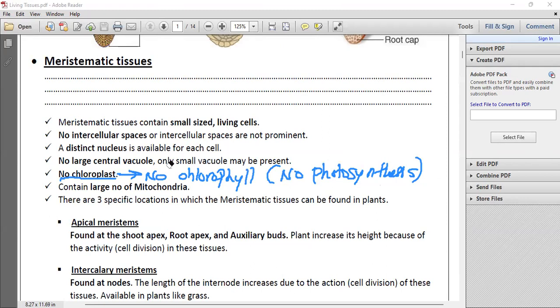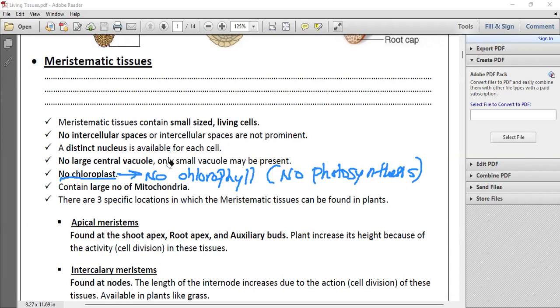Now, whenever you are talking about plant cells, you think all the cells in the plants are capable of carrying out photosynthesis, that every cell in the plant has to carry out photosynthesis. No, it's not like that. These meristematic tissues are taken off their duty of photosynthesis. They have not been given chloroplasts. That means they do not produce chlorophyll, so they do not carry out photosynthesis. That is a very important point that you need to highlight and write down.